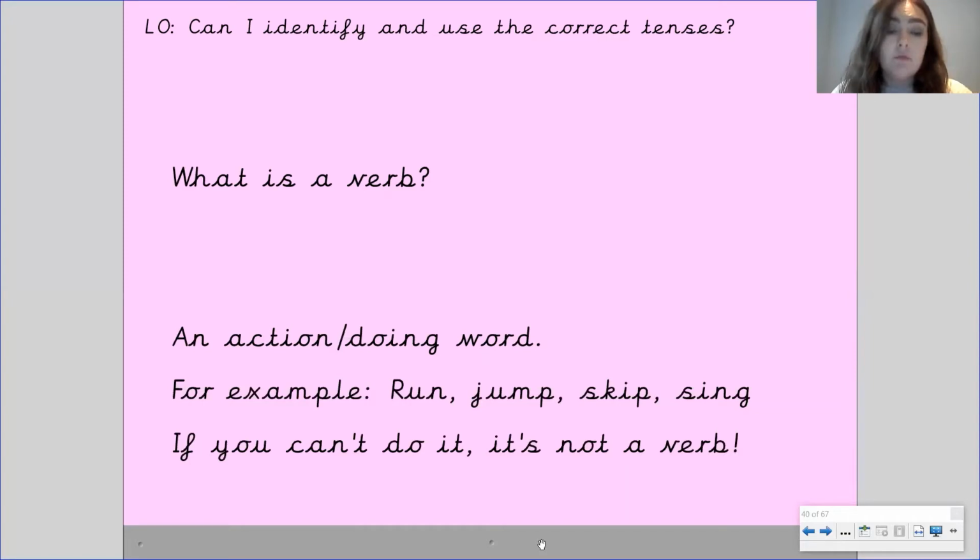And the way that I remember whether or not it is a verb is that if I can't do it, it's not a verb. If I can do it, it is a verb. Obviously, this doesn't work with all of them, but for the majority, if you can't do it, it's not a verb.